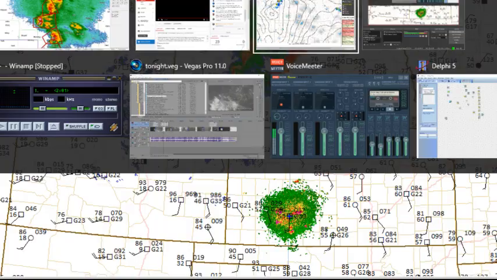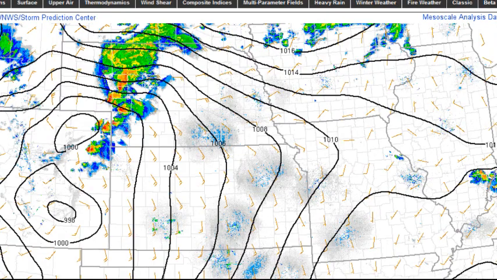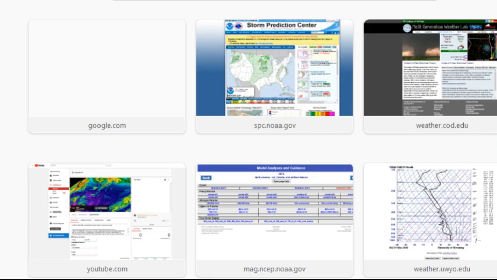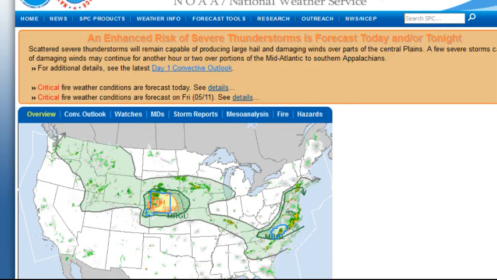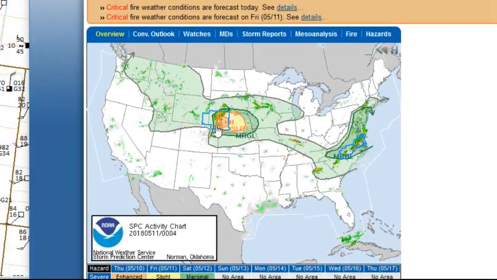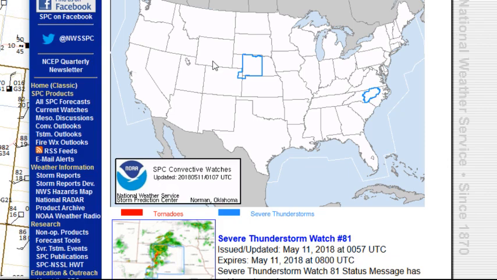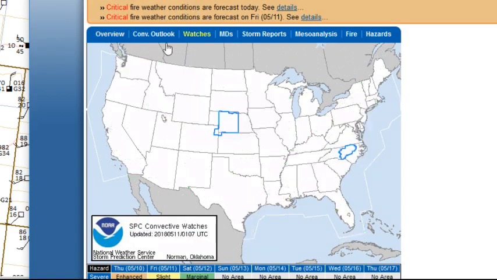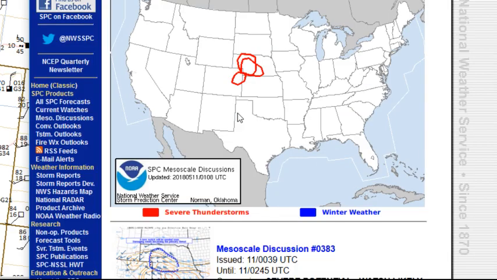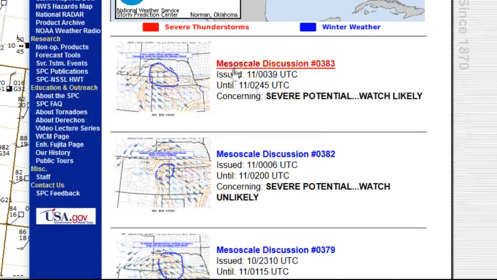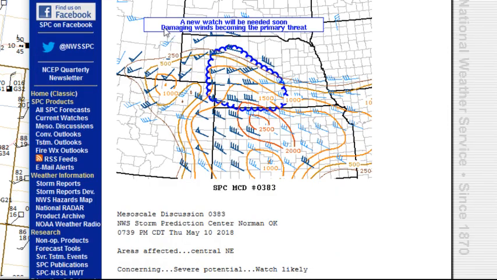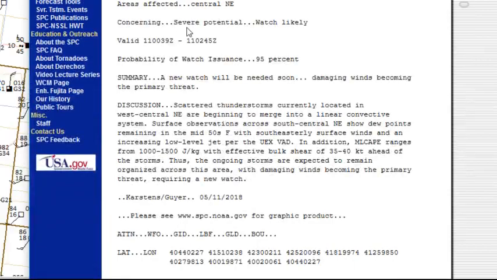And speaking about tornadoes, let's look at the weather products. We'll go to SPC. We have an enhanced risk area there for that area of storms. Severe thunderstorm watch. And mesoscale discussions, we got a few of those. And they're all talking about severe watches. So looks like they're just going to kind of reorganize those watch boxes out there in Nebraska.